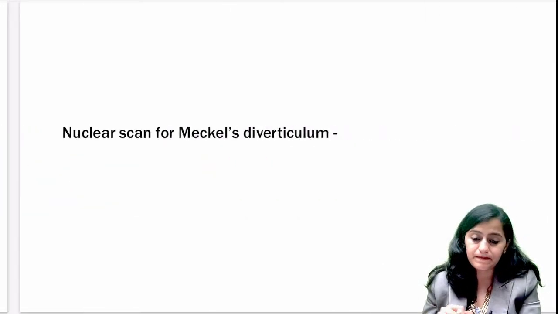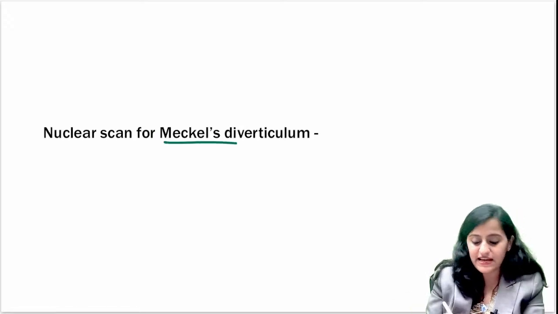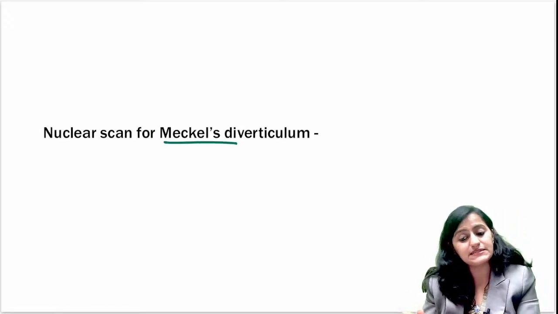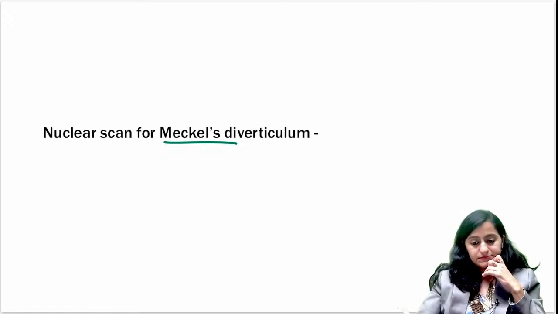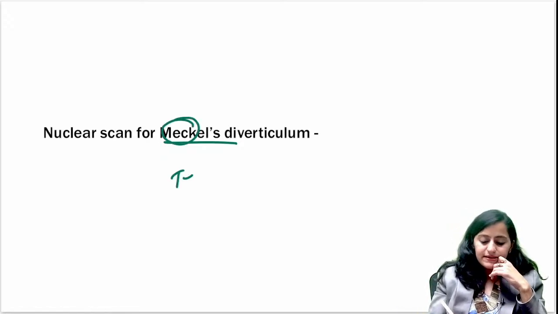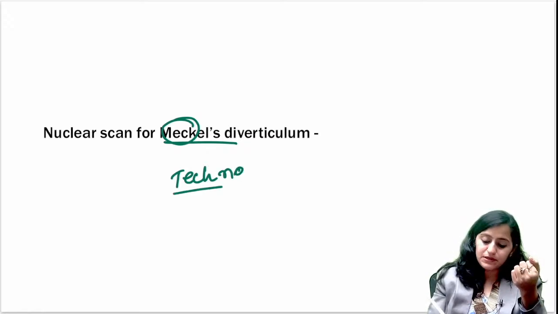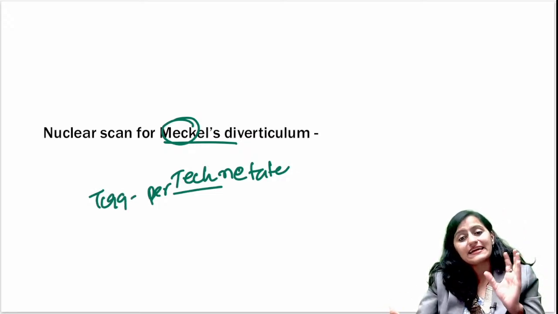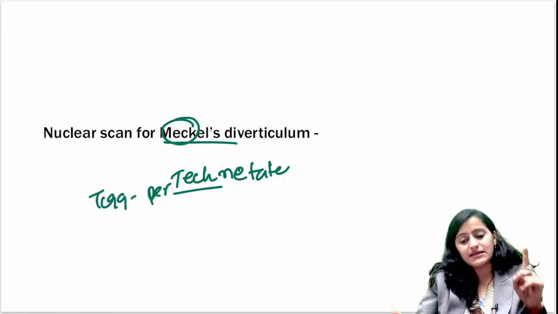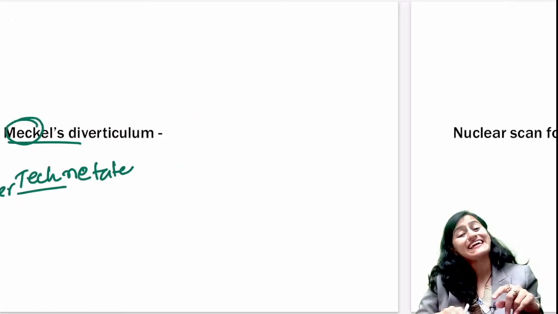Right. Next one, what is the nuclear scan for Meckel's diverticulum? What nuclear scan is done for Meckel's? Remember, for MEC, it is TEC. So it is the technetium 99 pertechnetate scan. It is the technetium 99 pertechnetate scan which is done for Meckel's. MEC is TEC. Very good, Nirday. Remember, MEC is TEC, so it is the pertechnetate scan.